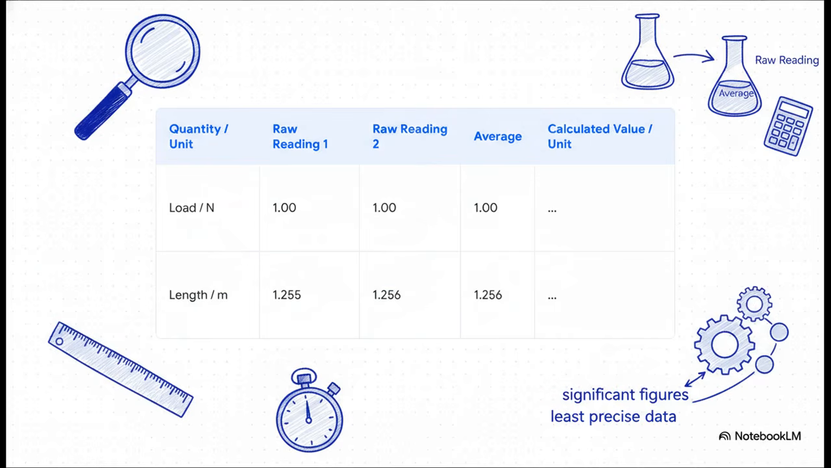Next up, the results table. It's got to be pristine. First, your headings. They must be quantity, then a solidus, then the unit. No excuses. Second, consistency. All the raw readings you take for one measurement have to have the same number of decimal places. And finally, for calculated values, a good rule of thumb is to use the same number of significant figures as your least precise raw data, or maybe one more.